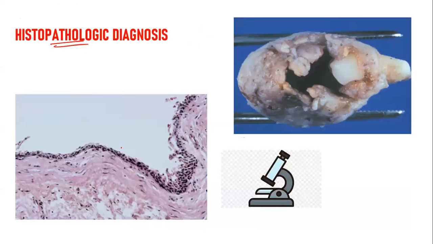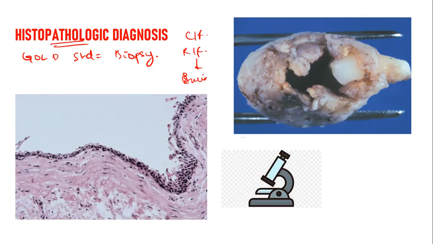Okay, histopathologically, the gold standard diagnosis is always your biopsy, right? You clinically identify the lesion, then you radiographically identify it, and then you excise it and send it for a biopsy, right? And this gives you the gold standard diagnosis.